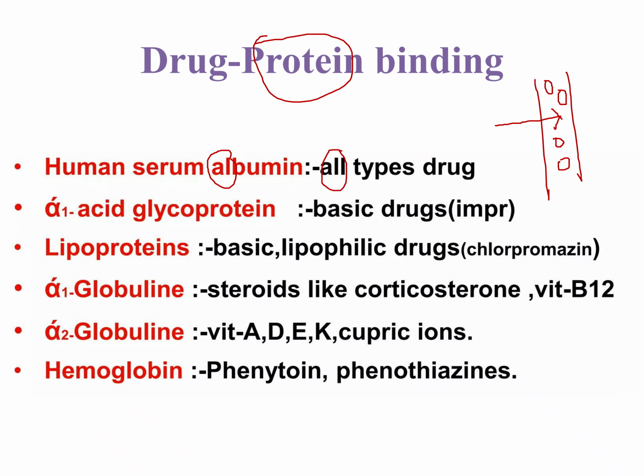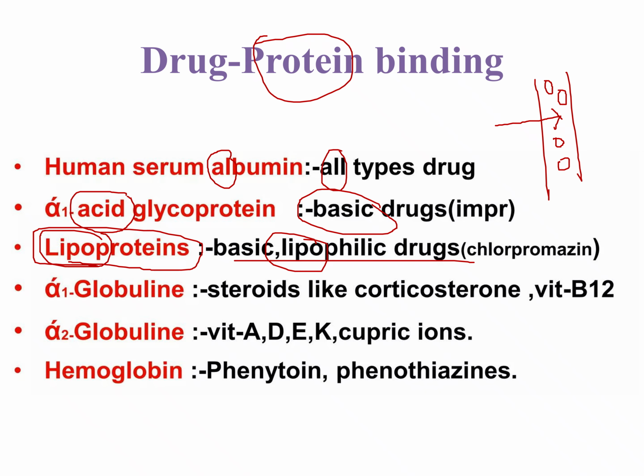With alpha acid glycoprotein, as it is acidic, it will attract basic drugs because acid will react with base. Okay, we know acid and base react with one another to form salt. Then lipoprotein, we know lipoproteins will attract basic or lipophilic drugs because it is lipid, and here is the lipid. Okay, so they will attract the lipophilic drugs, they will bind to these drugs.